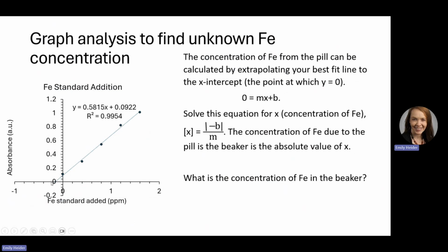So we solve for the x-axis by setting y equal to 0 and solving for x. And if we do that, the concentration of iron inside each one of those standards is going to be the absolute value of b, the y-intercept, divided by m. So just plugging in the y-intercept and dividing by the slope, I solve for the concentration of iron that was present in every single one of those standards, attributable only to our unknown.